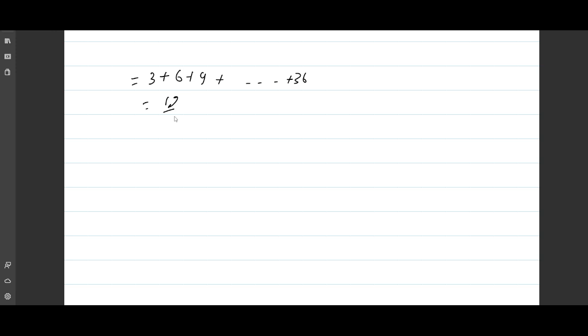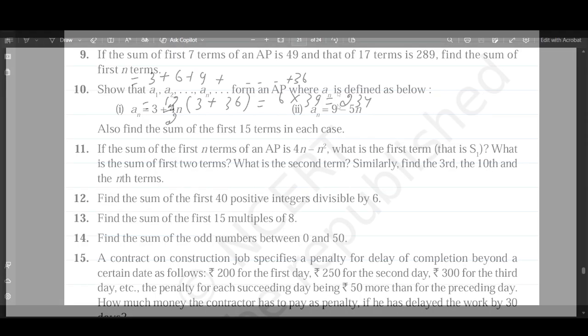So this is equal to n by 2, sorry, we use n by 2 into a plus l, so this is equal to 12 by 2 into 3 plus 36, so this is equal to 6 into 39, so this is equal to 234.